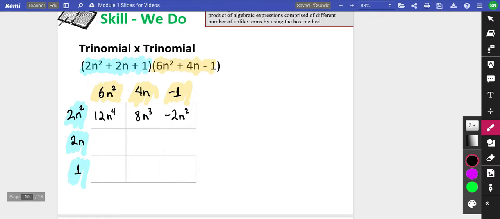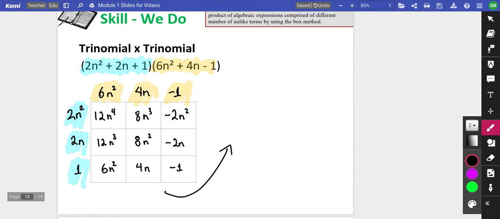Next row, 2 times 6 is 12. N times n squared is n cubed. 2 times 4 is 8, n squared. And the last one would be negative 2n. Again, the last row, everything multiplied times 1 is just the same. So we bring down the 6n squared, the 4n, and the minus 1.